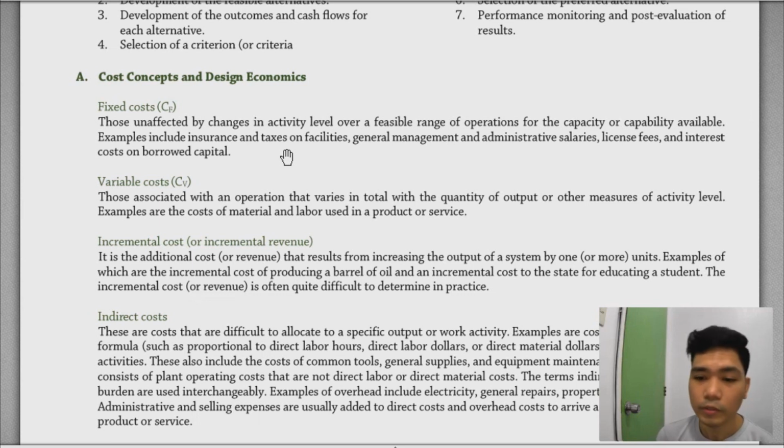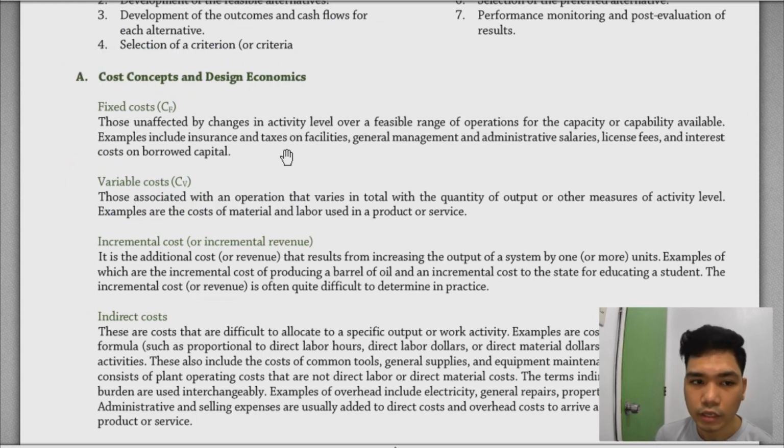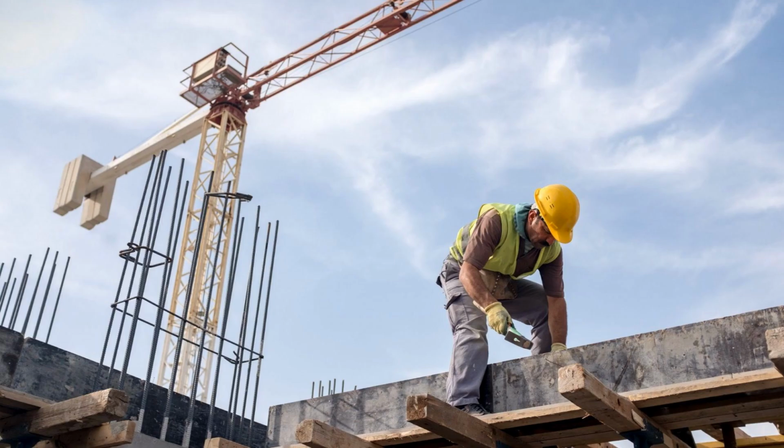Now, the opposite of these fixed costs are the variable costs. It is abbreviated as CV. Now, when we talk about the CV, you can read it from here, it actually depends on the quantity of output and the measures of activity level. An example of this is your material and labor used in product or services.